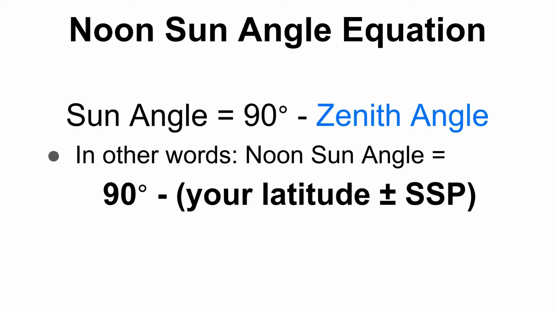In other words, the noon sun angle equals 90 degrees minus the difference between your latitude and the subsolar point. This has a plus-minus because it's really the difference between them, and I'll talk more about that. I'm using the ampersand to indicate that it's not necessarily an add or subtract, just the difference between them. The 90 minus the difference makes sense. If you were where the subsolar point is, the difference would be 0, and the noon sun angle would be 90.